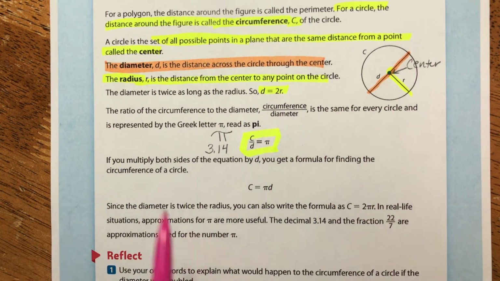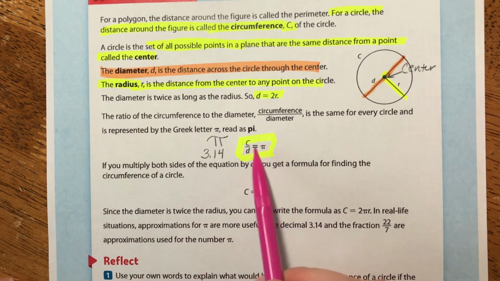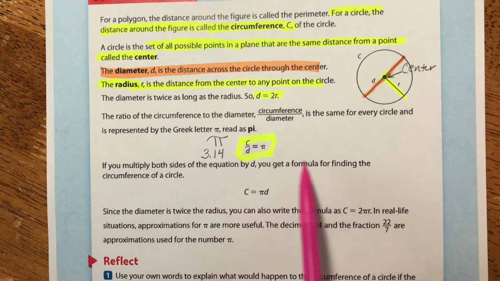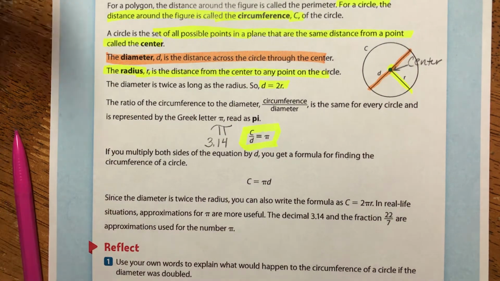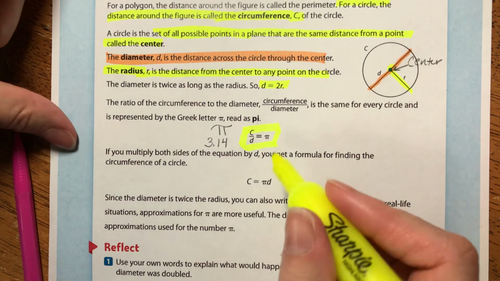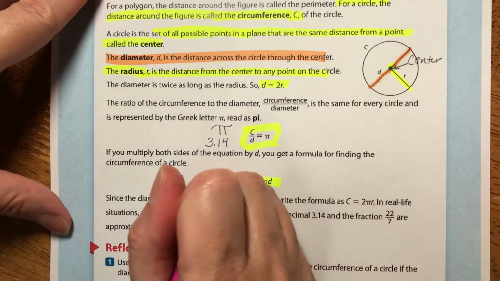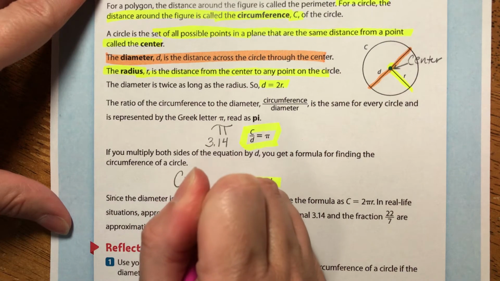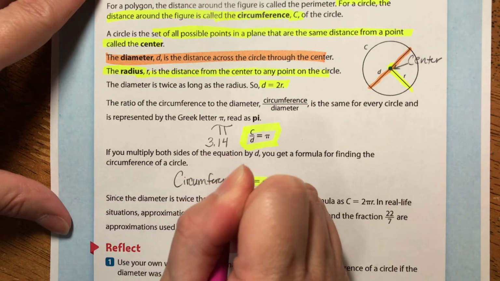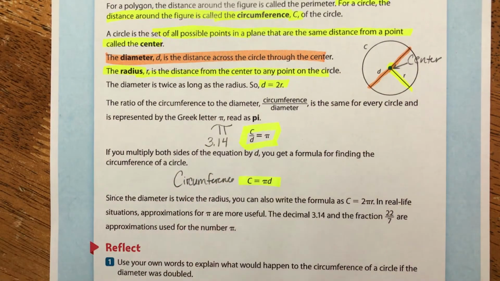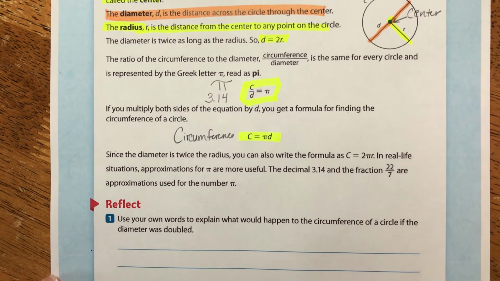Okay. If you multiply both sides of this equation by d, you get the formula for finding the circumference. Okay, we need this formula. We have to know this formula. Circumference equals pi times diameter. I'm going to write it a little bigger here. Circumference. Okay, circumference equals pi times diameter. We need to know that.